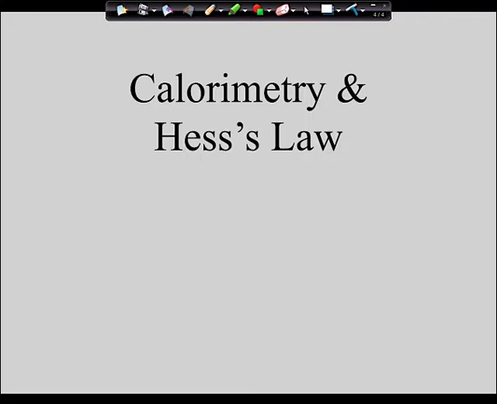Calorimetry and Hess's law. So what we're going to do today is talk about calorimetry. Then, guys, we're going to hit pause. I will lay out for you the entire homework assignment, but we won't be able to do it all, so we will not grade it Thursday. What we will do is come in on Thursday and talk about Hess's law, and then we'll grade that entire assignment on Monday.